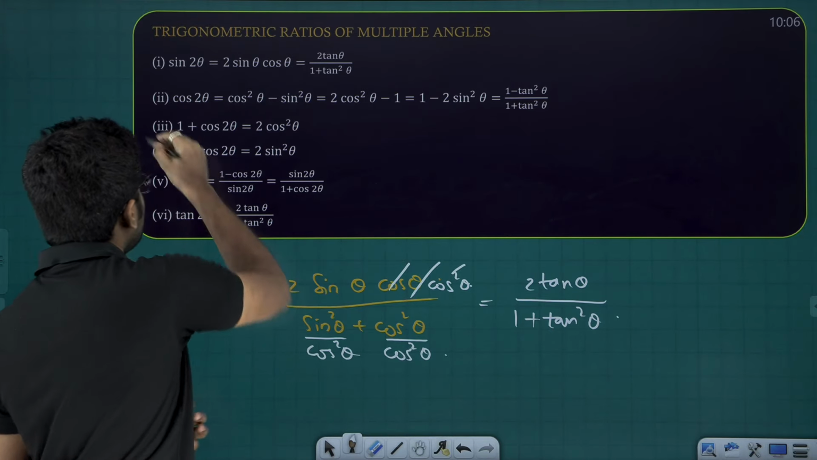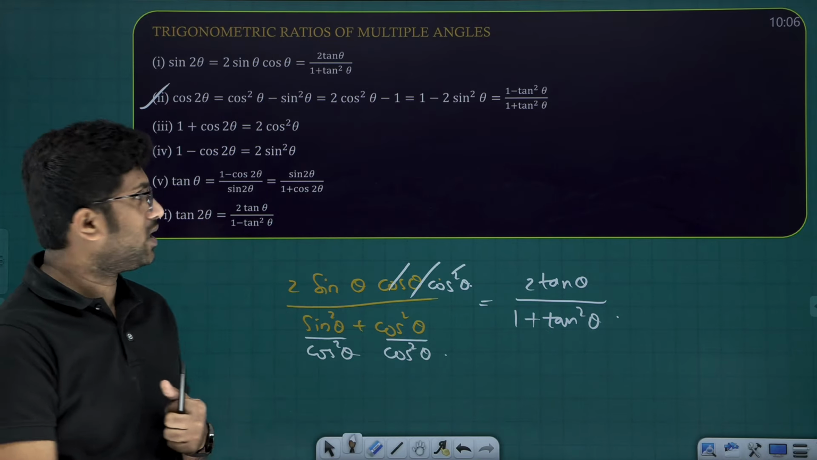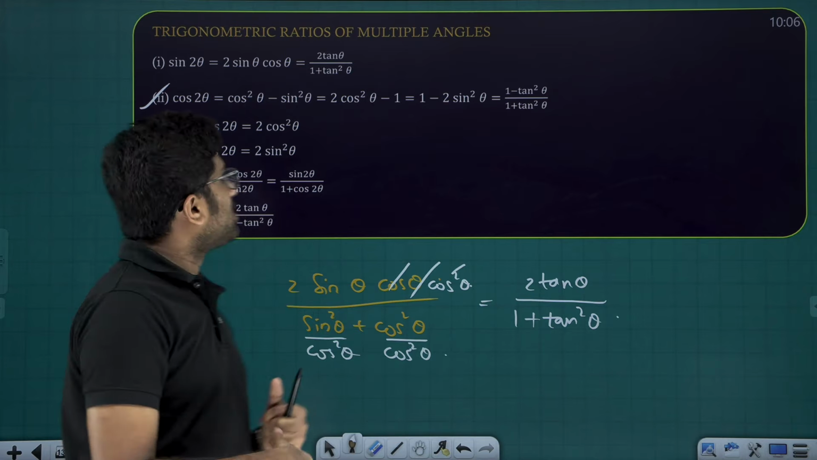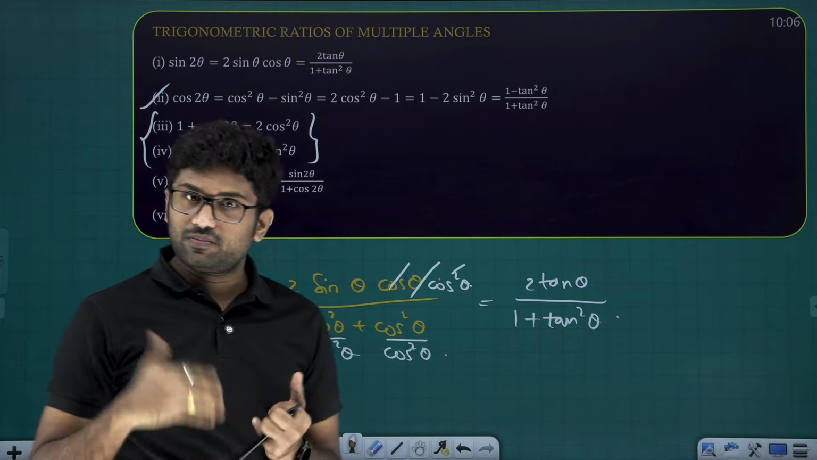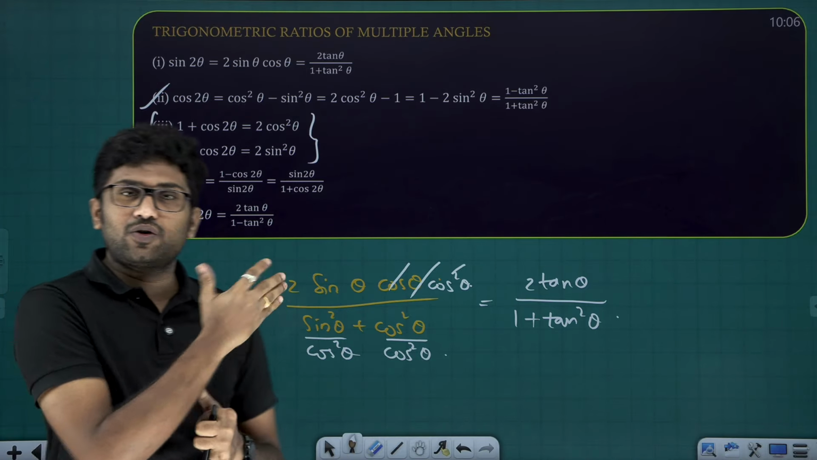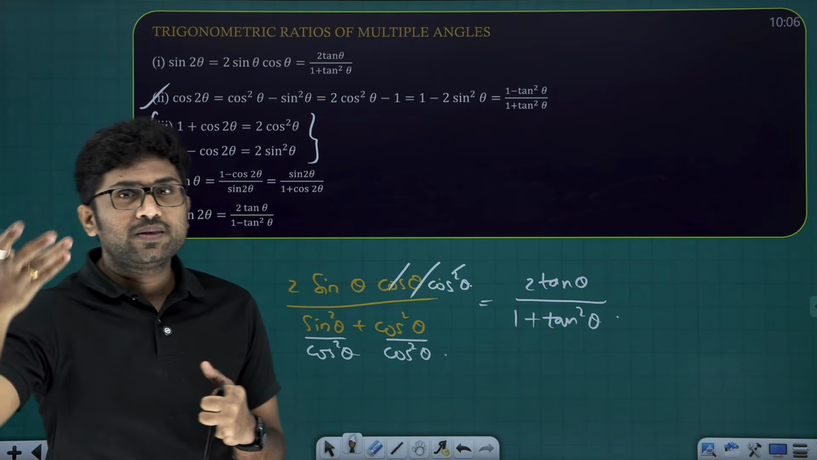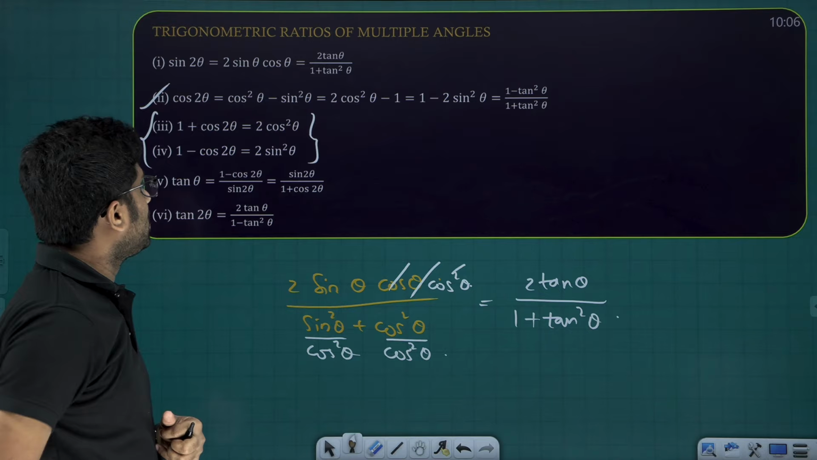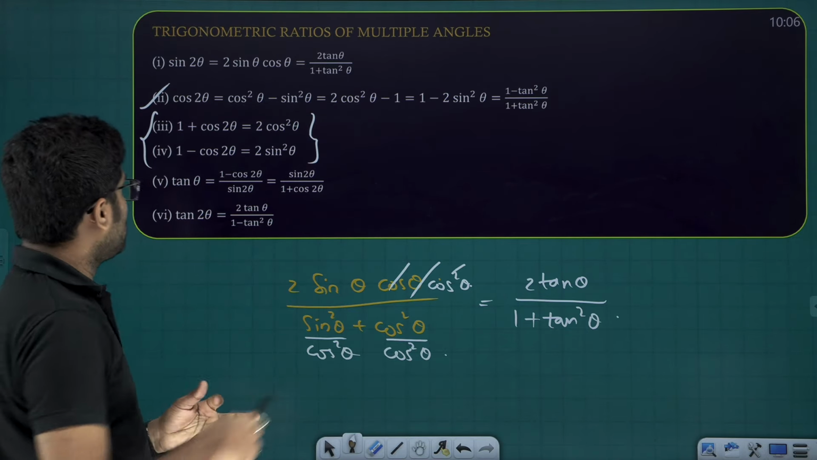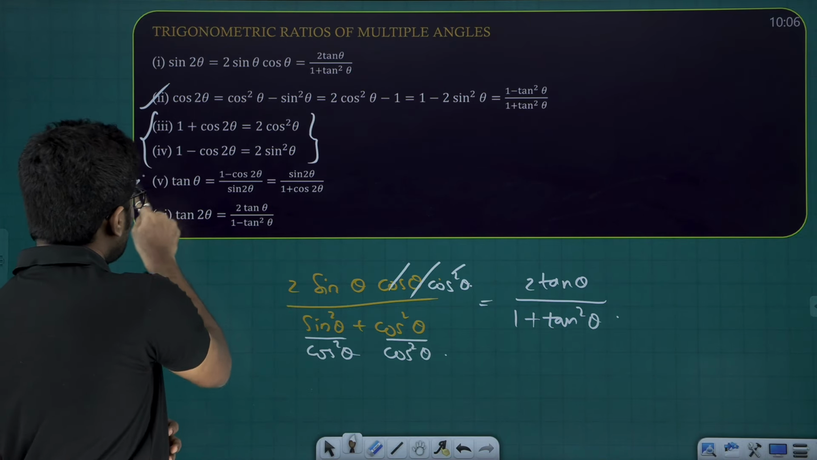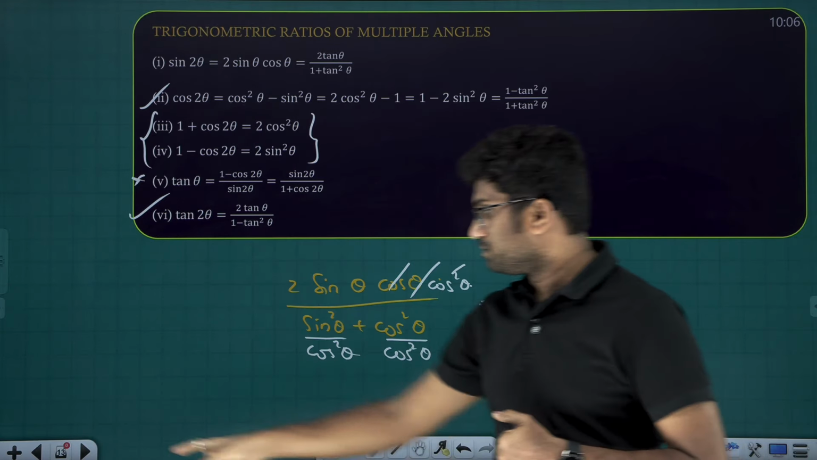In the same way, cos 2 theta is cos square minus sin square, which is 2 cos square theta minus 1, or 1 minus 2 sin square theta, or 1 minus tan square by 1 plus tan square. Next, these two are the most important formulae. We even use them in calculus also. By the time you come across this particular formula, you will understand its value. We have seen many calculus questions, whether in differentiation or integration. We use this: 1 plus cos 2 theta is equal to 2 cos square theta, and 1 minus cos 2 theta is 2 sin square theta. Very important. And these two not that much. Then tan 2 theta, which is 2 tan theta divided by 1 minus tan square theta.